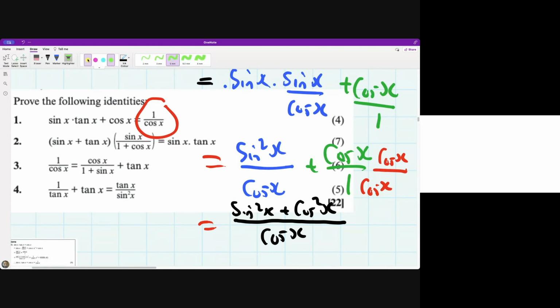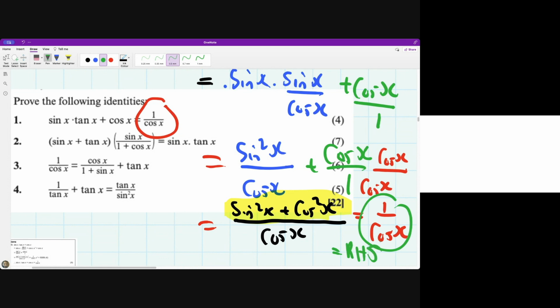I feel like I've seen this thing before somewhere. Where have we seen sine squared x plus cos squared x before? That's called the square identity, and I'm pretty sure that this is equal to 1. So this would be 1 over cos x. Oh, but oh my goodness, I've got to where I want it to be, because that's what the right-hand side is. So I just say equals right-hand side, and I am good to go.